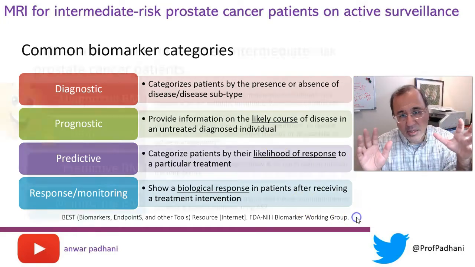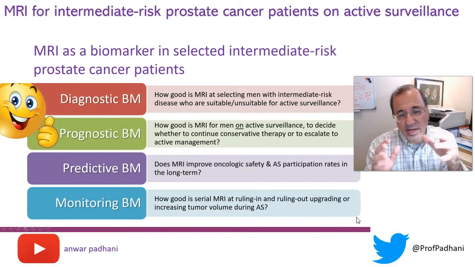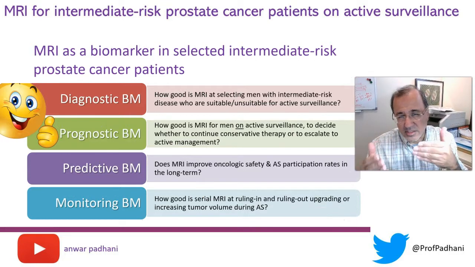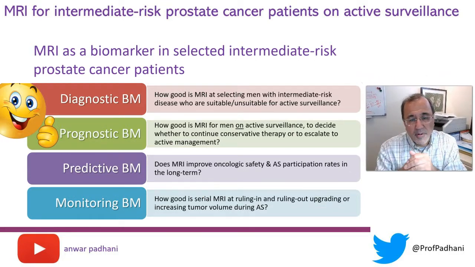So if we think about that framework and apply it to active surveillance, we have to ask different questions. For a diagnostic biomarker, we have to ask, how good is MRI at selecting men with intermediate risk prostate cancer who are suitable or unsuitable for active surveillance? For the prognostic role, we have to ask, how good is MRI for men on active surveillance to decide whether we continue conservative therapy or escalate to active management?